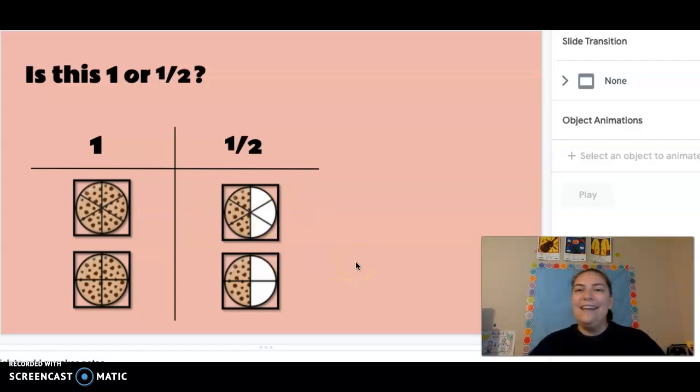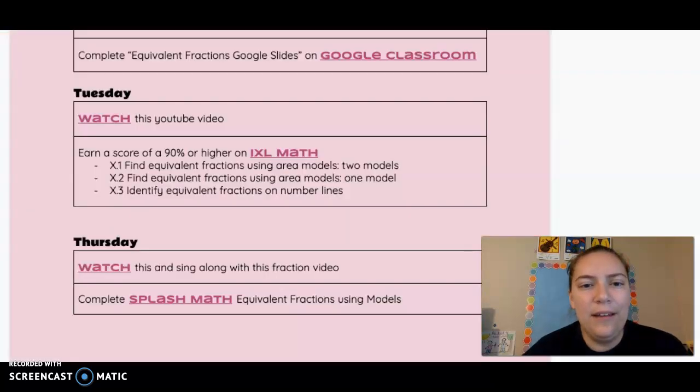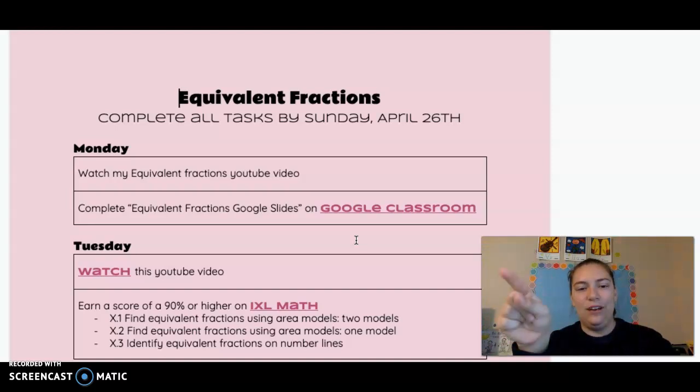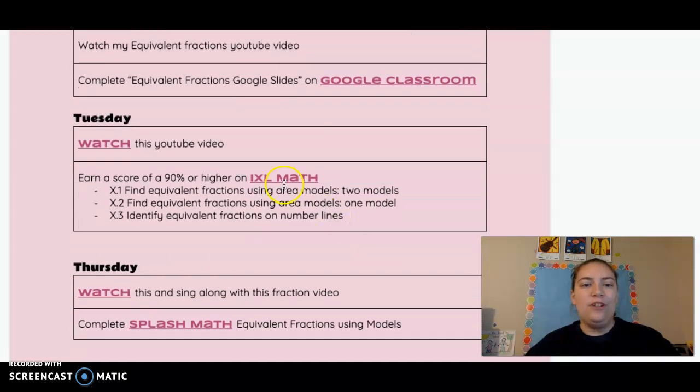All right, guys, go ahead and finish up that HyperDoc for today. And I think today you're going to be doing your, let's look on our HyperDoc. So you watched the equivalent fractions YouTube video, and now you need to complete your equivalent fractions Google Slides on Google Classroom. So that's the one where you have to drag the things, the text boxes, and then you turn in your assignment.